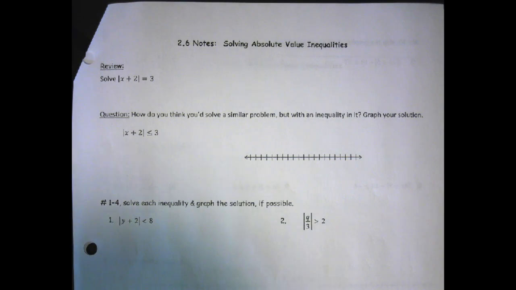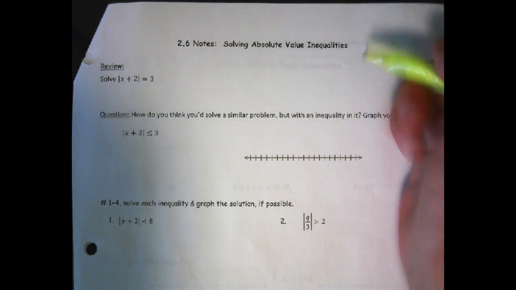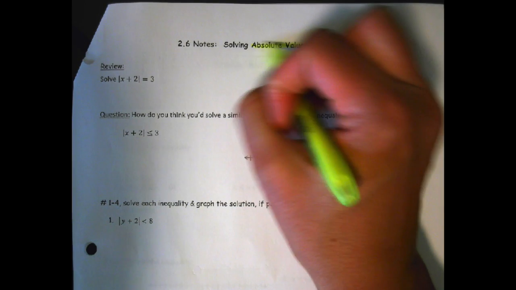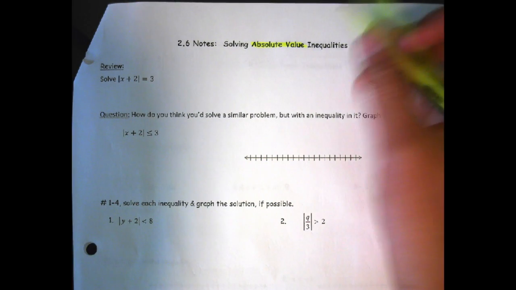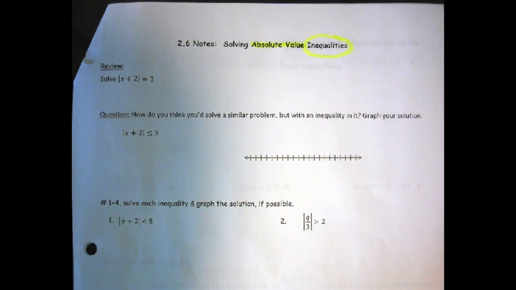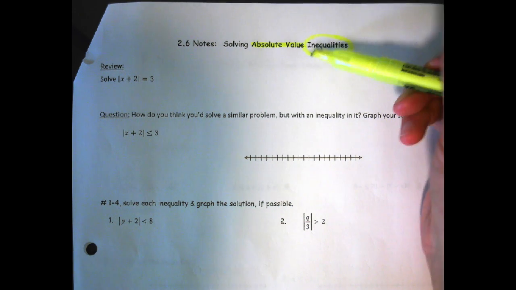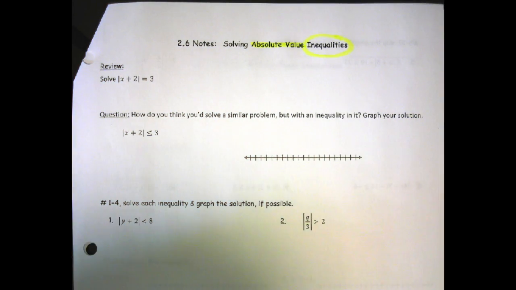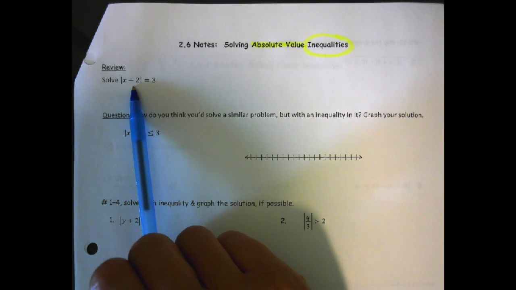This lesson is 2.6, which is solving absolute value, which you should remember from chapter 1, and inequalities that we've been doing this whole chapter. So this is really a combination of chapters 1 and 2, and it is also the last lesson in our chapter 2.